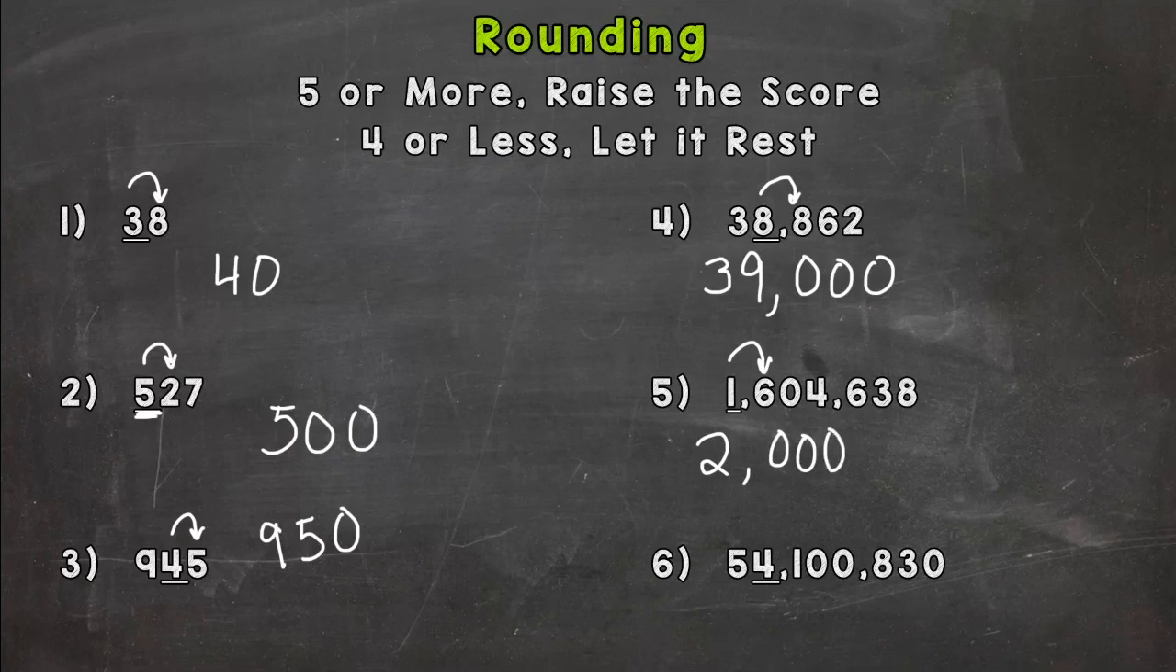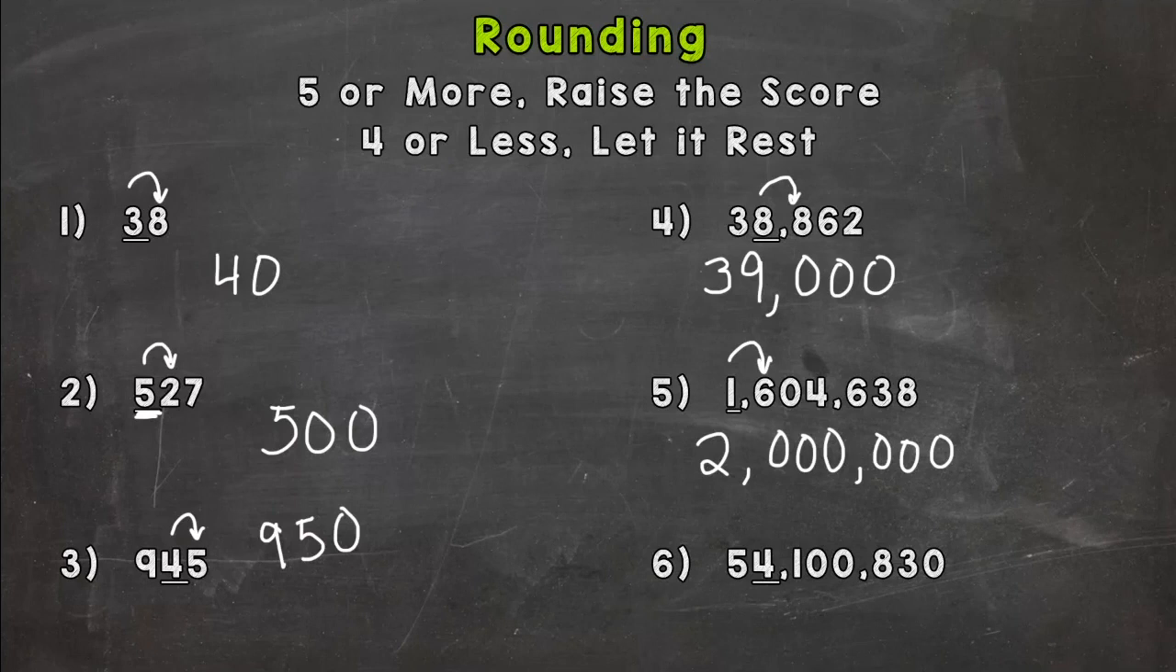Now would that be enough zeros? No, we need 3 more. So with these larger numbers in value, make sure you have the right number of digits and everything is in the correct place. So let's take a look at number 6 here.